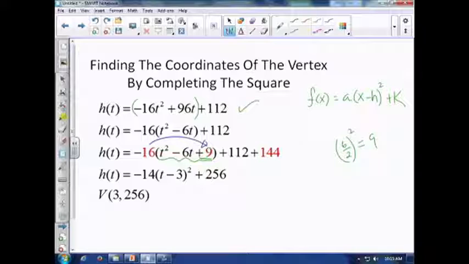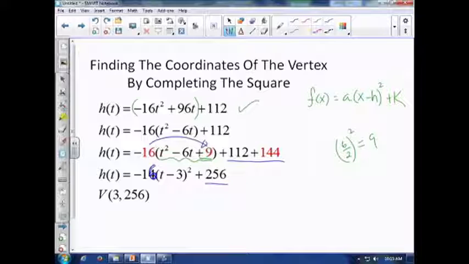This sign was a plus, then you've added a positive number, then you take it away. So you subtract rather than add. Whatever you do, you have to take it away so you don't affect this side. Then h of t equals, oh, that should be negative 16, sorry. Negative 16 times (t minus 3) squared. 112 plus 144 is 256.